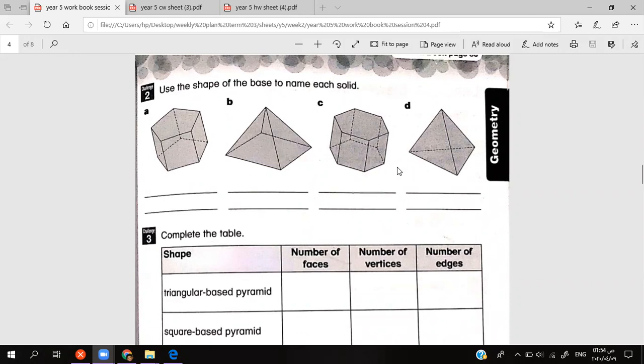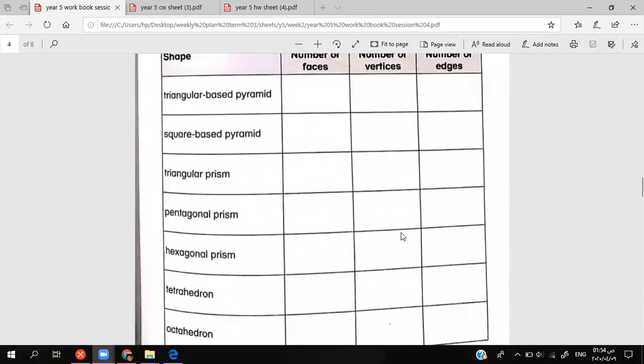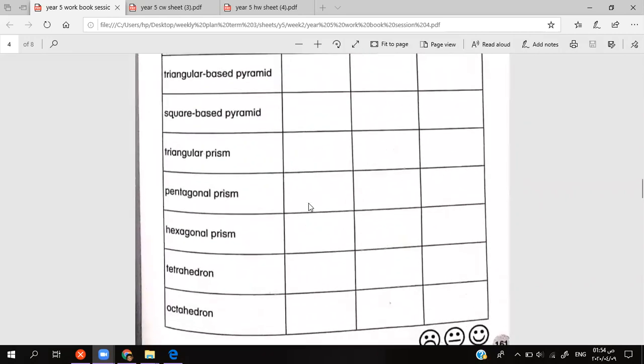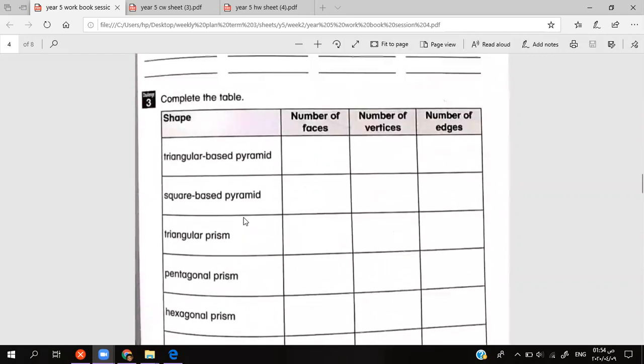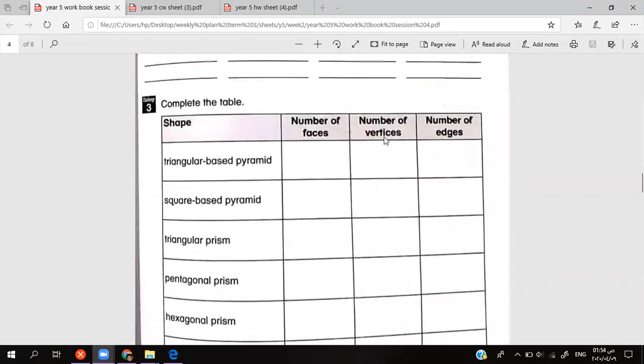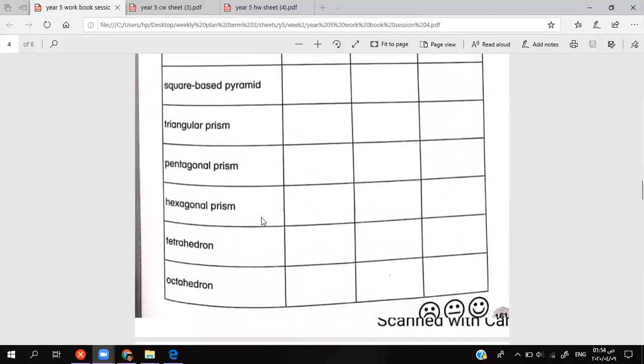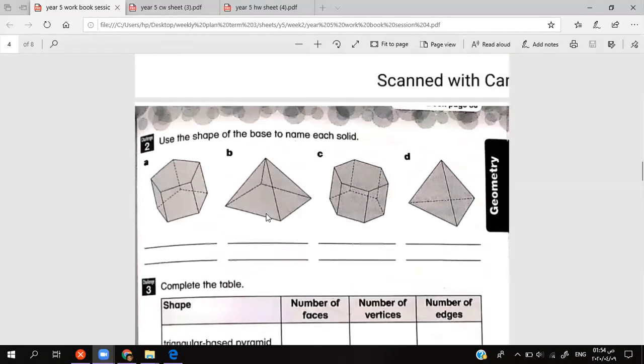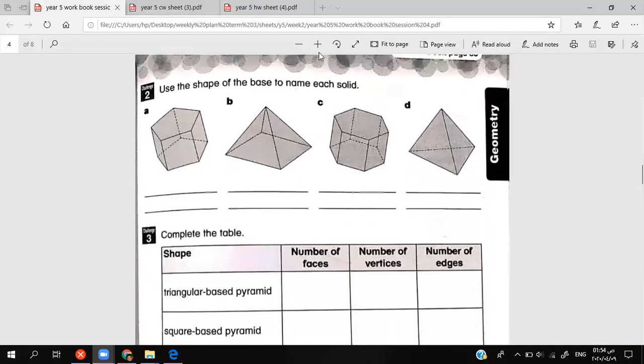Now please go to the page after it, 161. I'm not gonna answer this table with you, because I already sent you a slide which contains the number of faces, vertices, and edges of each shape. Instead of wasting time. So this is the last thing I'm gonna answer with you in the workbook. Use the shape of the base to name each solid.